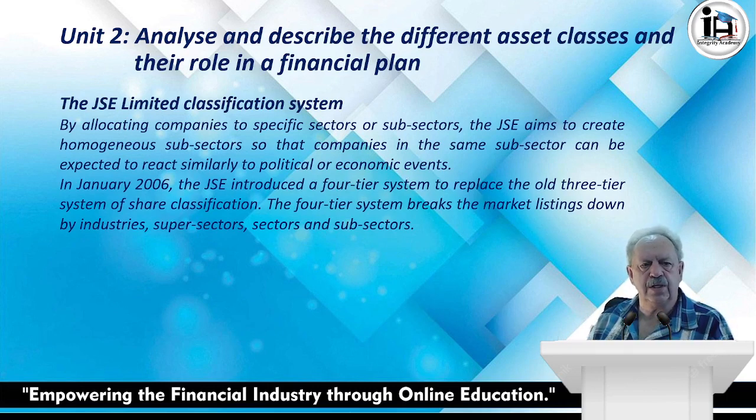Let's have a look at the JSE Limited's classification system. By allocating companies to specific sectors or subsectors, the JSE aims to create homogeneous subsectors so that companies in the same subsector can be expected to react similarly to political and economic events. In January of 2006, the JSE introduced a 4-tier system to replace the old 3-tier system of share classification. The 4-tier system breaks the market listings down by industry, super sectors, and then subsectors.